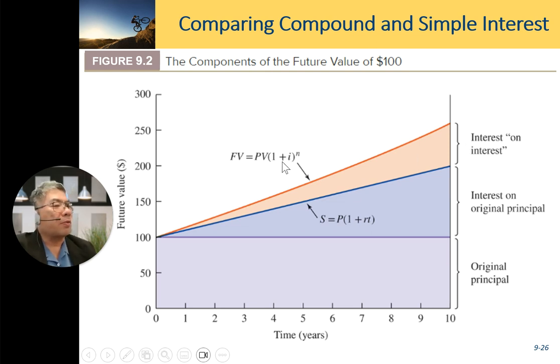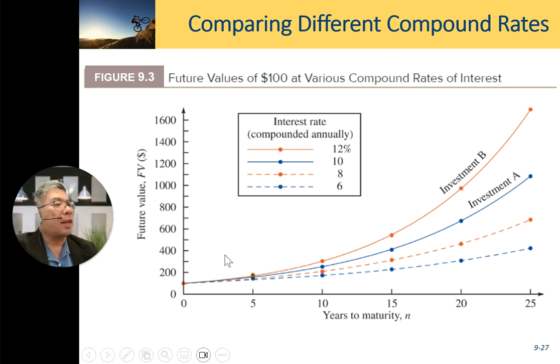So this is a typical calculation comparing compound and simple interest. The future value equals present value times open bracket 1 plus I close bracket. This is the original principal, the interest on original principal, which is the blue one, and the orange one is interest on interest. So to give you an idea, it's a sliding scale here.